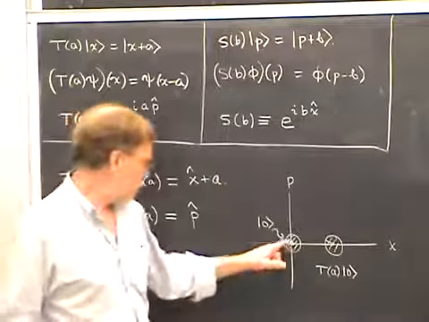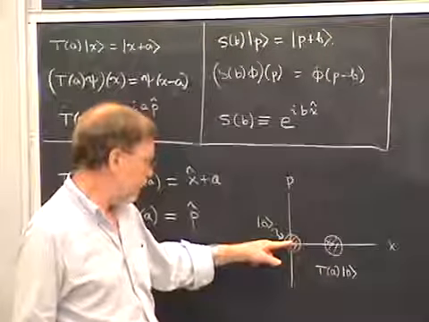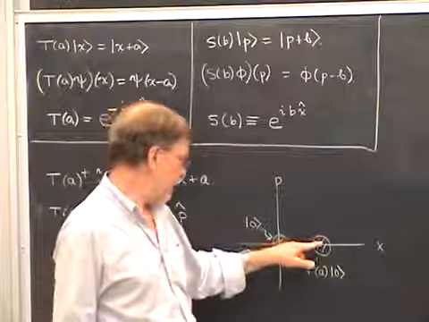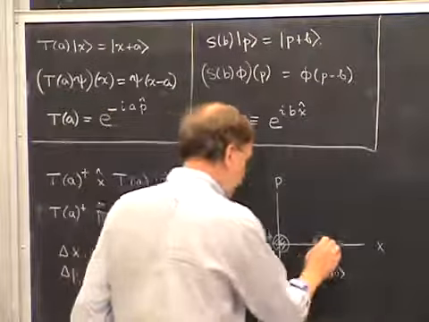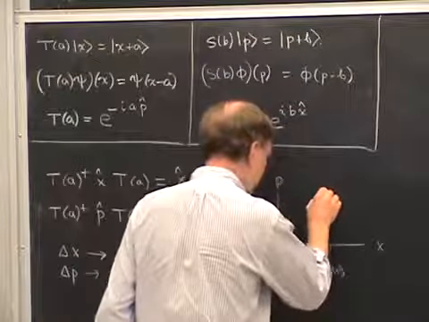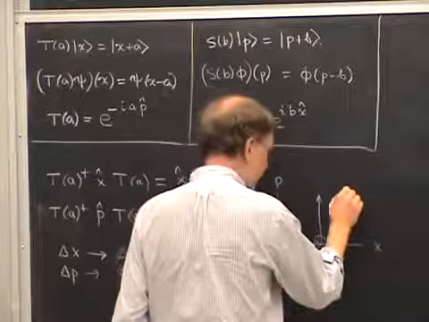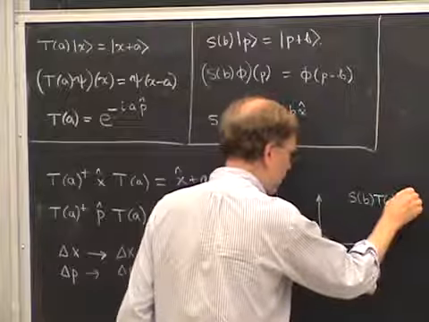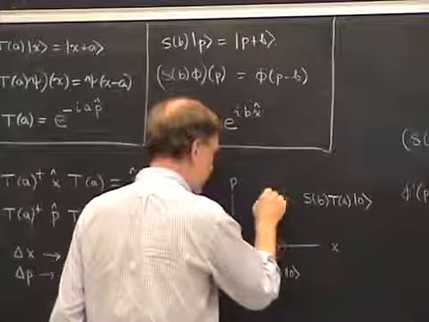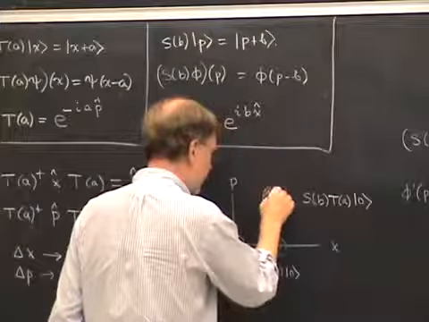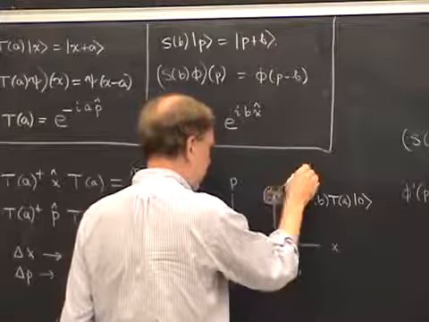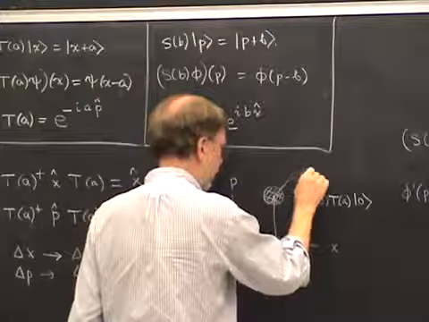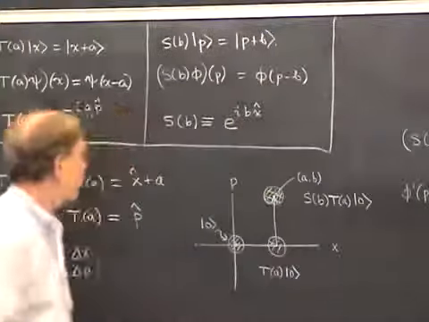And so if we took our ground state wave function, which is a coherent state, and we displace it in x, we can then follow that by displacement in p. Let's call this S of b times T of a acting on 0. And you can think of it as a blob in phase space, which is centered on position coordinates a, b, like this.